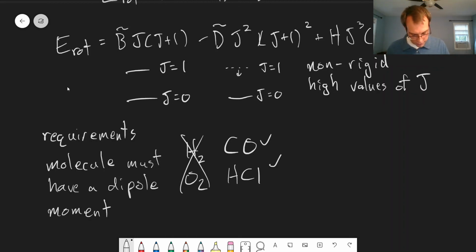The final thing is the selection rules, at least for a diatomic molecule, are that any transitions that occur have to have a change in J of plus or minus 1.